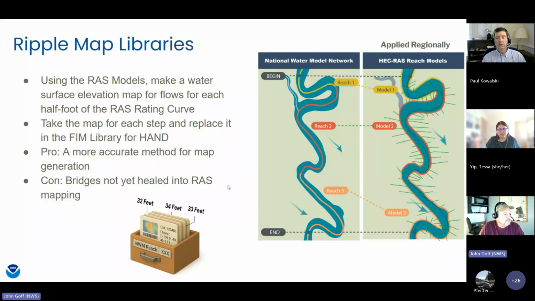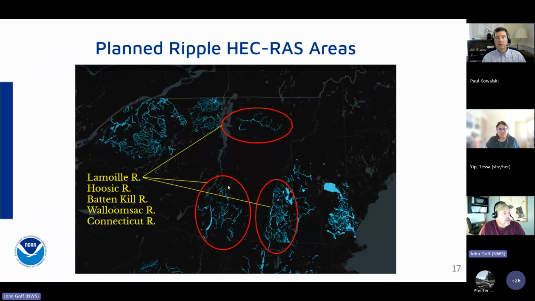So here's where some of the planned ripple HEC-RAS areas are going to replace the HAND method in the new version coming out next month. A lot of our northern New York rivers, the Lamoille, and then down in southern Vermont, portions of the Connecticut here, and then down into Bennington County, the Battenkill, Walloomsac, and the Hoosick, down through Bennington and Manchester, will have these new methods applied.